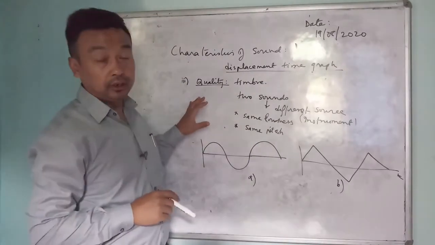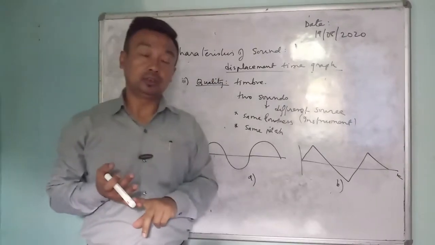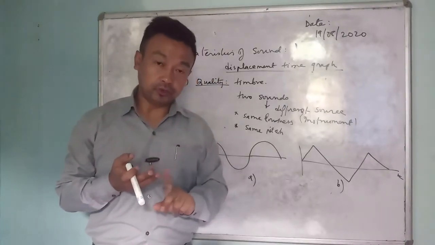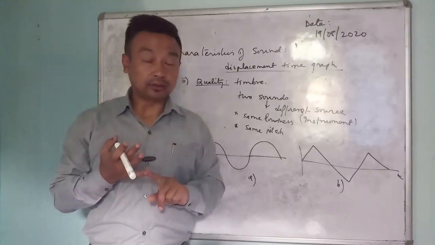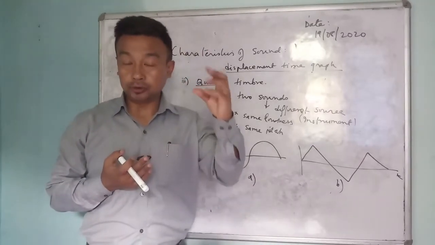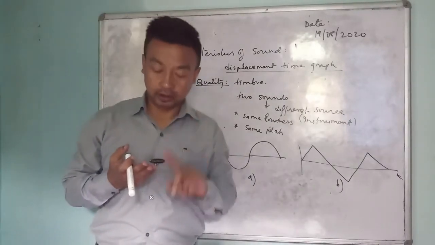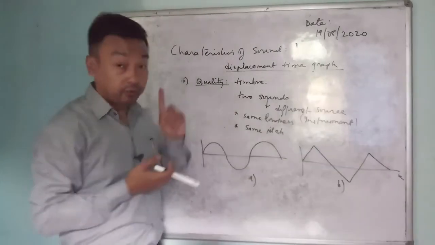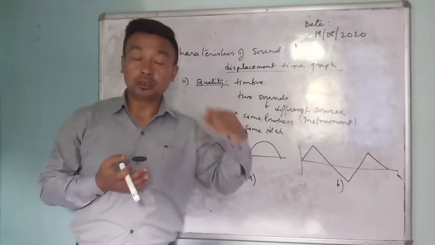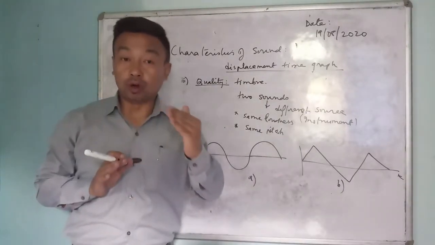So basically the characteristics of sound are three: loudness, pitch and quality. Loudness depends upon the amplitude. The more the amplitude, the more the loudness. Pitch depends on the frequency. The more the frequency, the higher the pitch. And quality depends upon the waveform.